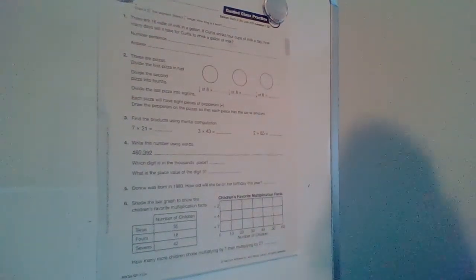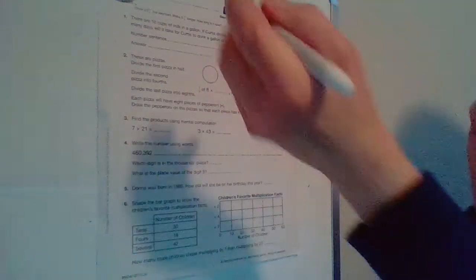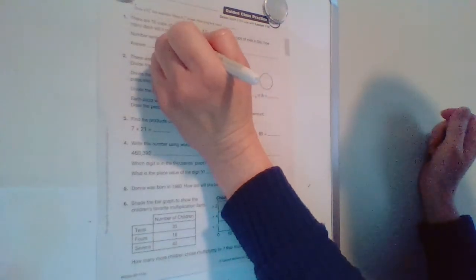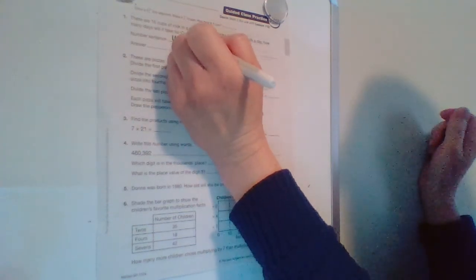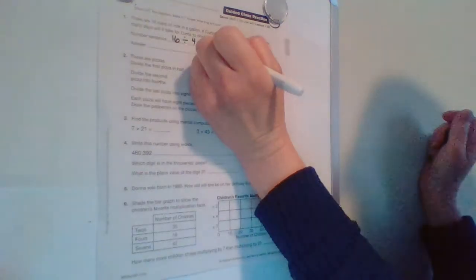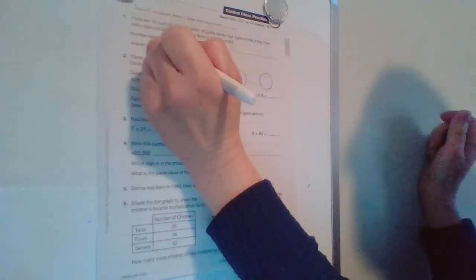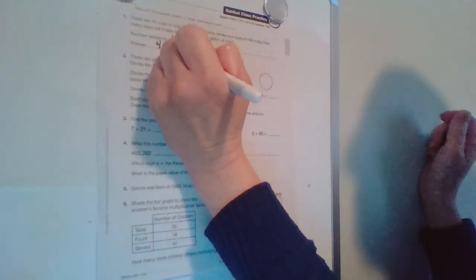This is side A. All right, here we go. There are 16 cups of milk in a gallon. If Curtis drinks 4 cups of milk a day, how many days will it take for Curtis to drink a gallon of milk? Okay, so we're going to start with 16. We're going to divide, my friends, by 4. 16 divided by 4 is 4. It will take him 4 days.